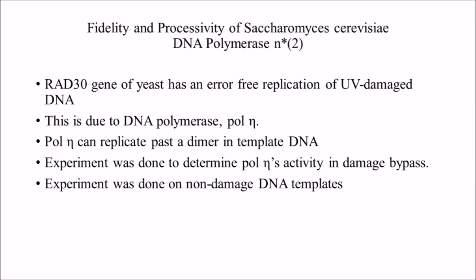This is an example of an experiment done to measure the fidelity and processivity of DNA polymerase in yeast. The DNA polymerase has the ability to replicate past a dimer in the template DNA. The experiment was done on a non-damaged DNA template in order to understand the DNA polymerase activity in damage bypass. Steady-state kinetic analysis of the deoxynucleotide incorporation indicates that the DNA polymerase has a low fidelity and low processivity.